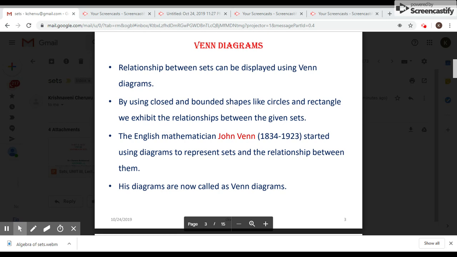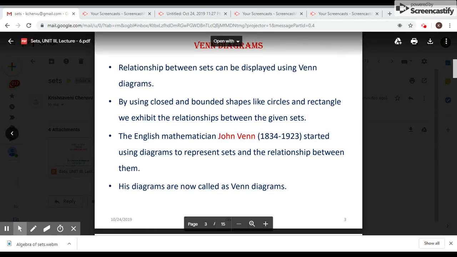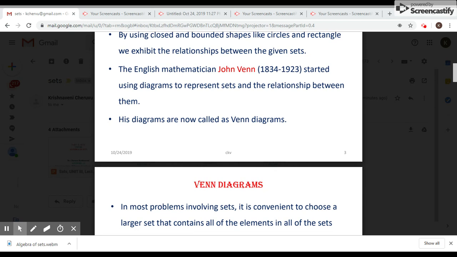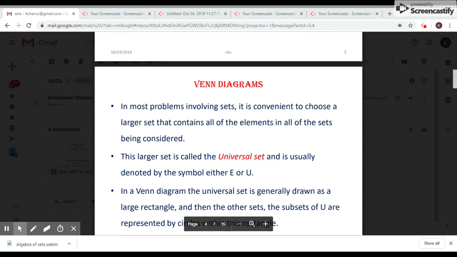Relationships between sets can be displayed using Venn diagrams. By using closed and bounded shapes like circles and rectangles, we exhibit the relationships between the given sets. The English mathematician John Venn started using diagrams to represent sets and their relationships. That's why these diagrams are called Venn diagrams.